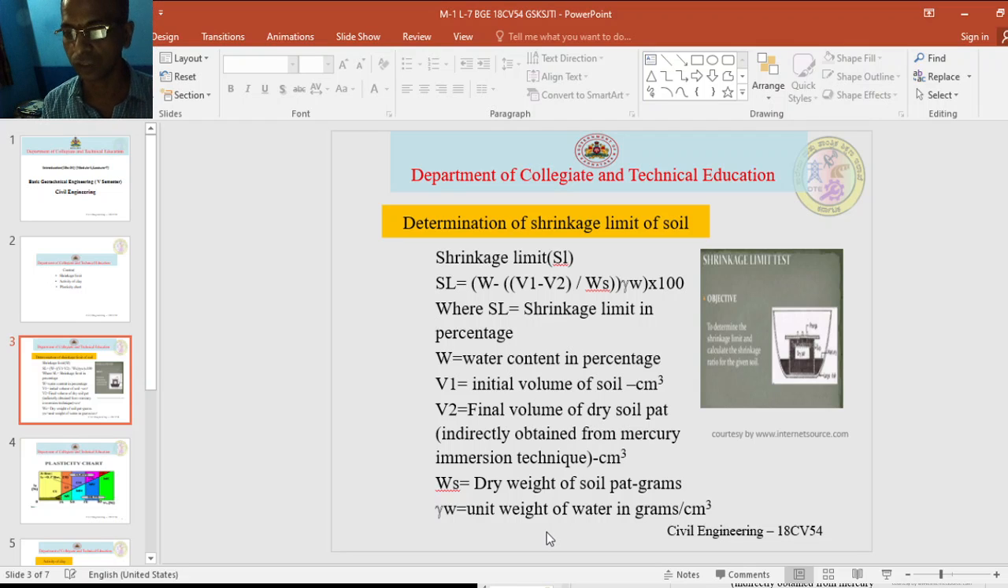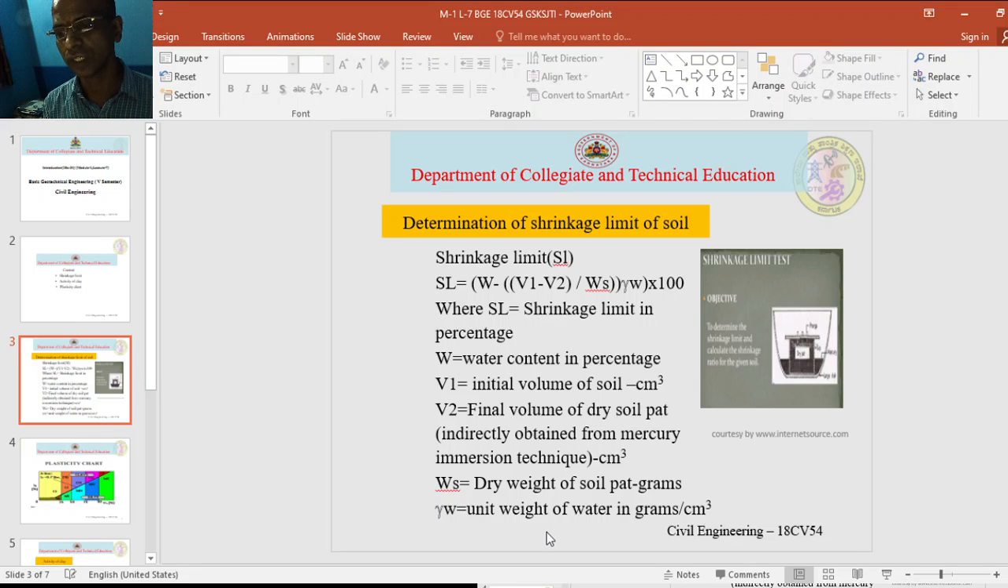Suppose no cracks are observed on the surface of the soil pat and only detachment of the wet soil pat from the surrounding has taken place. Then it is ready for keeping inside the oven for another 24 hours. Afterwards, take out that cup and take the weight, let it be W3 grams. Next, water content w is the weight of water to the weight of soil particles, that is, (W2 minus W3) divided by (W3 minus W1), into 100.